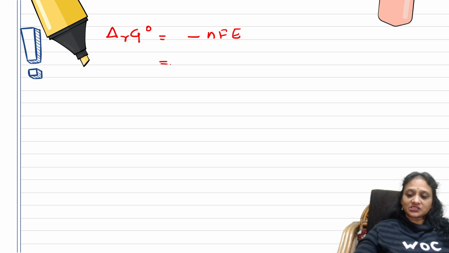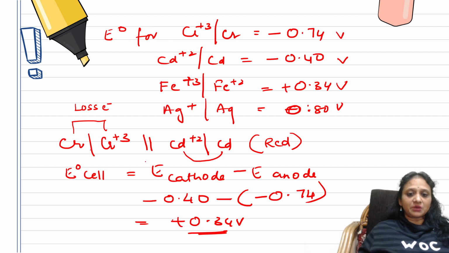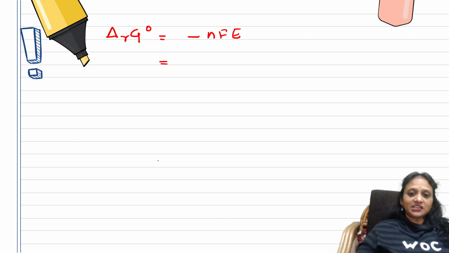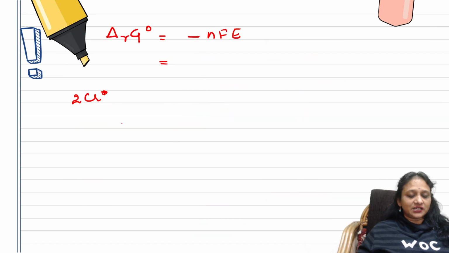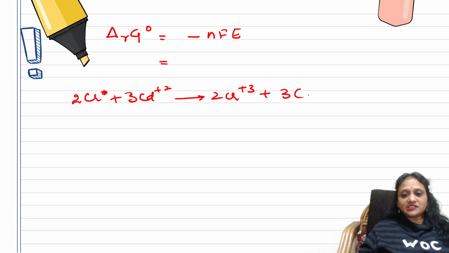How many electrons are transacted, students, here? Ma'am, how do I know this? Basically, n is the number of electrons transacted. Write the reaction: 2Cr plus 3Cd²⁺ giving me 2Cr³⁺ plus 3Cd. I'm copying the same reaction which is there.